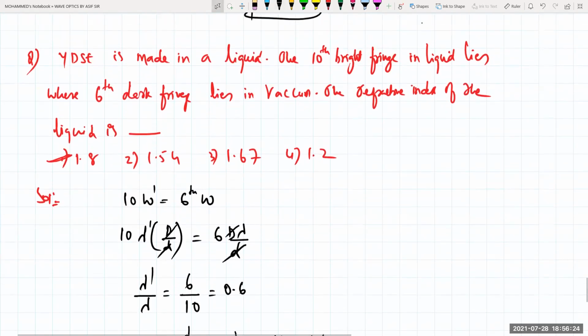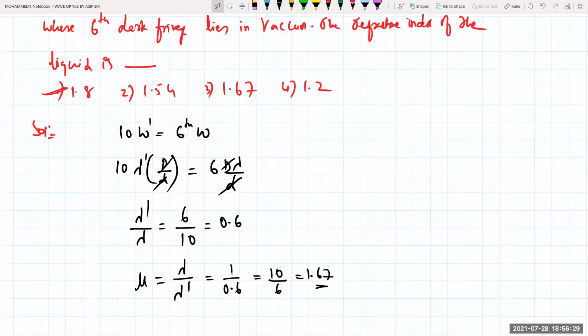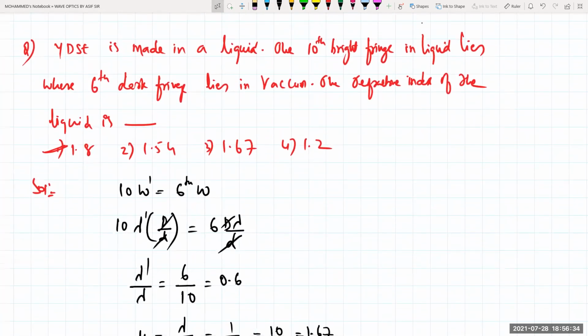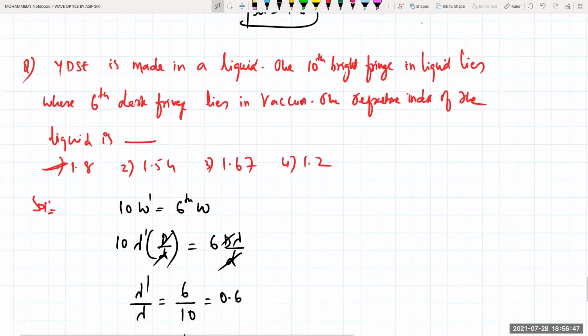How did 1.8 come? Sir, I took it in terms of mu, I calculated mu as 20 by 11. I took lambda by 2 by mistake. Why? YDSE is made in a liquid, the 10th bright fringe in the liquid lies where the 6th dark fringe lies in vacuum. So the 6th dark fringe lies in the vacuum.